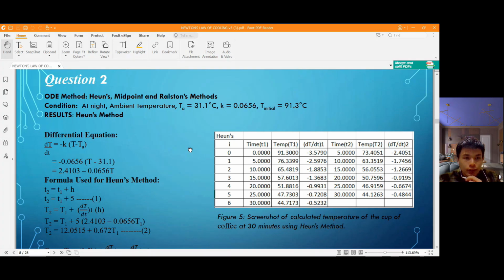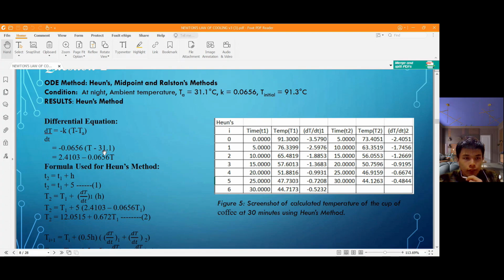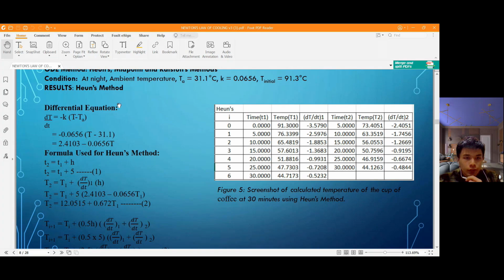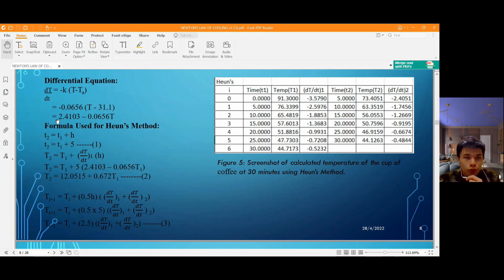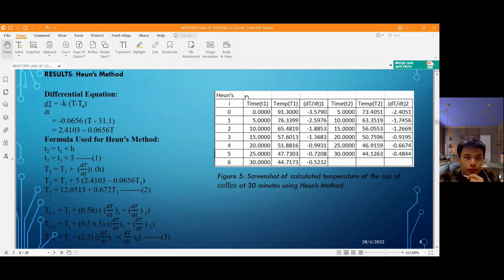As you can see on the left side, here is the differential equation after substituting the values given. And then the formula used for Heun's method over here. On the right are the results of calculated temperatures at time 30 minutes using Microsoft Excel.